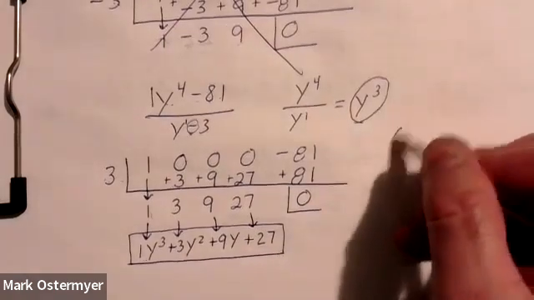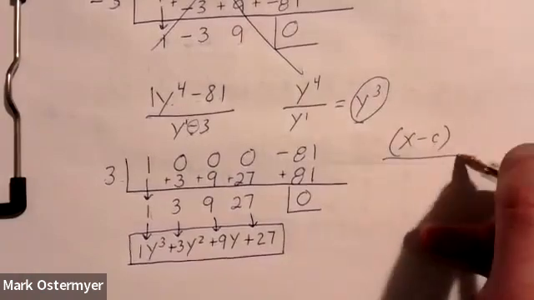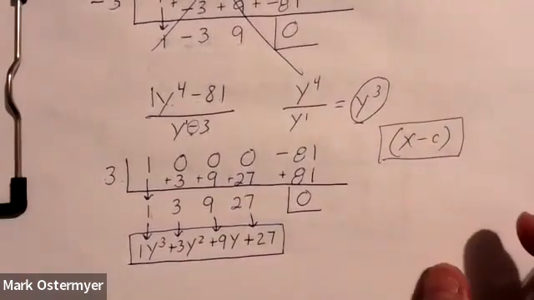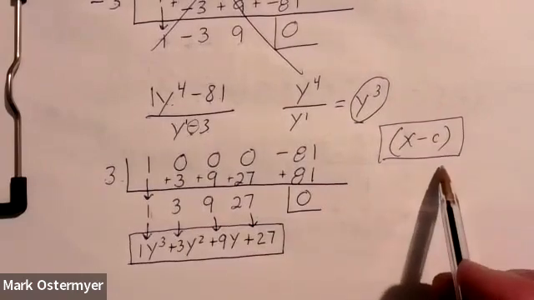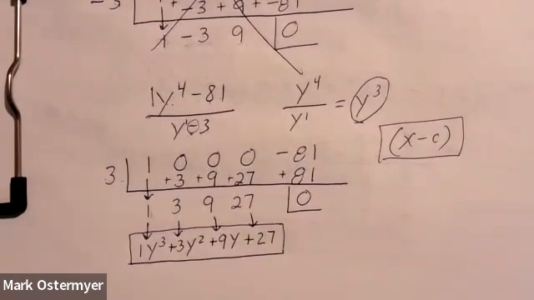Again, the only restriction is that your divisor has to be of the form x minus c for synthetic division to work. All right. That is the restriction. But this synthetic division you use quite a bit in college algebra, math 130 here at Mott, when you start trying to find zeros of a polynomial function.